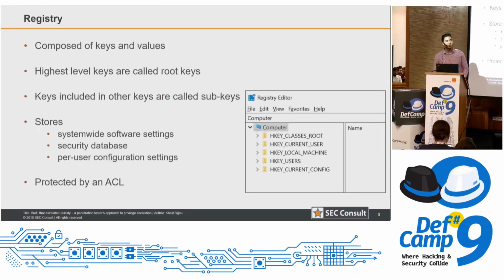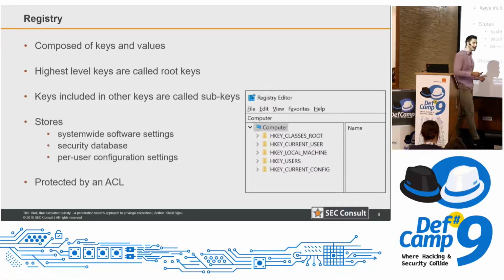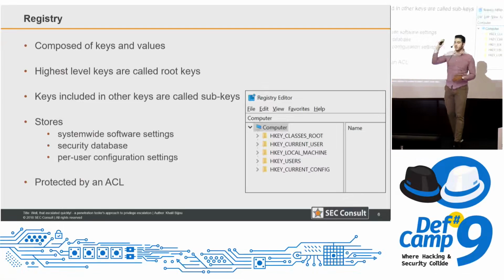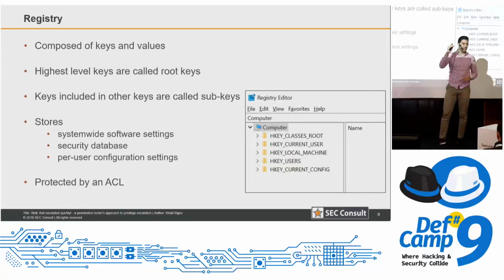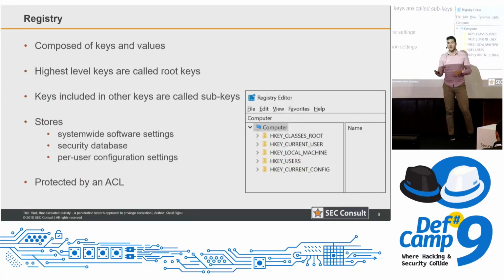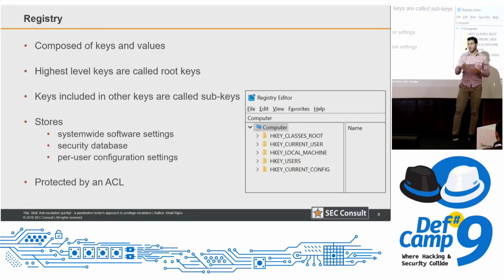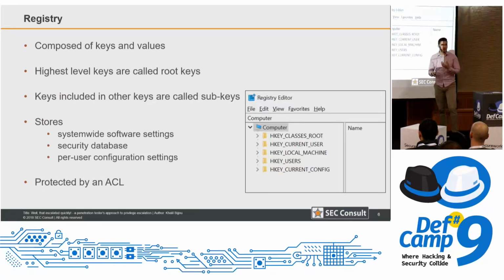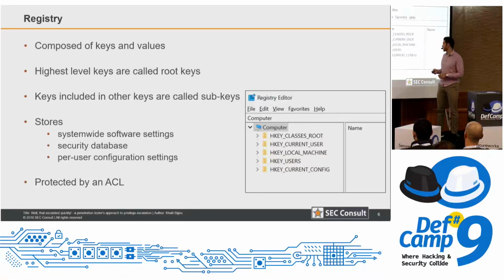So one of the most important components of Windows is the registry. The registry is built in a tree structure where you have a root key at the top. The highest level keys are called root keys, and it consists of keys and values. And every key that is under another key is called subkey. So as you can see on the right side of the slide, we have the 5 root keys of a Windows system. What does the registry store?